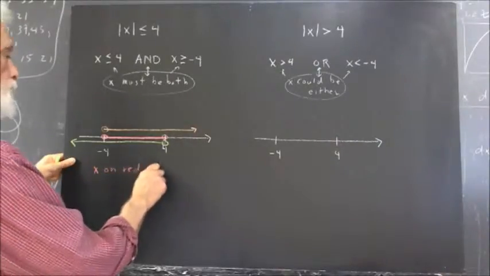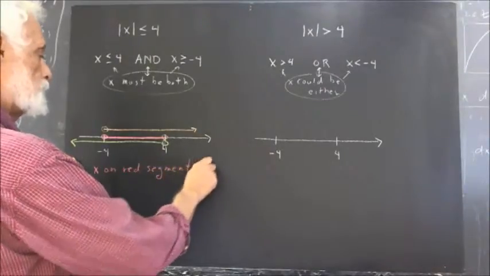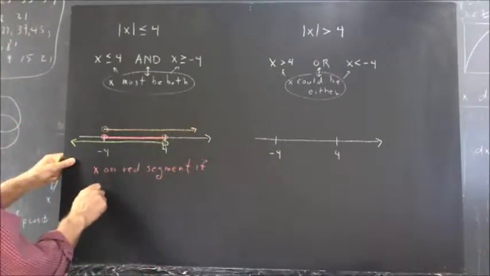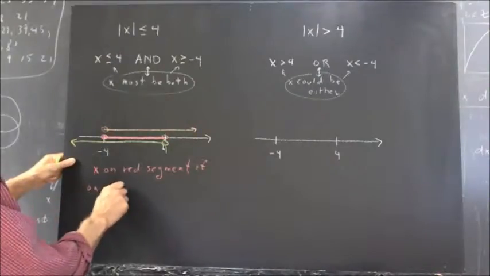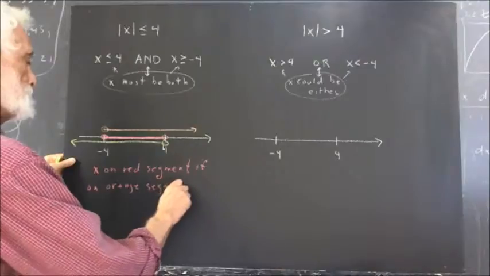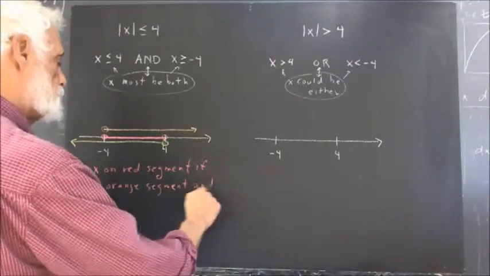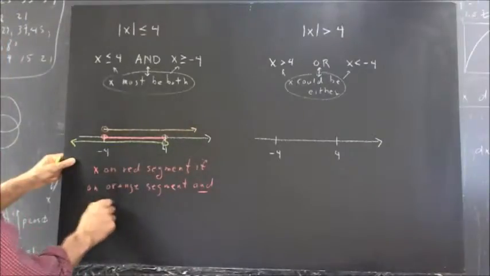Okay, so x is on the red segment. If it's on the first segment, the orange segment, and on the green segment.